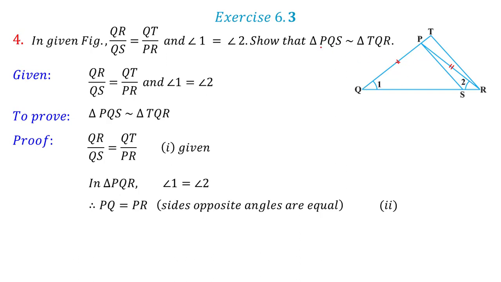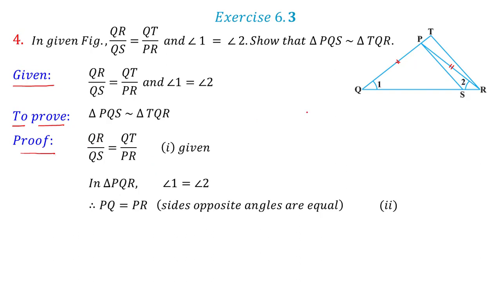Now we have to prove that triangle PQS, this triangle in which PQ side is there, and triangle TQR, this bigger triangle, are similar. I have to prove this. So the procedure is that you write what is given in the problem. Even if it is given, you have to write it, then write what you have to prove, and then you start with the proof. So I take first this ratio, what is given.